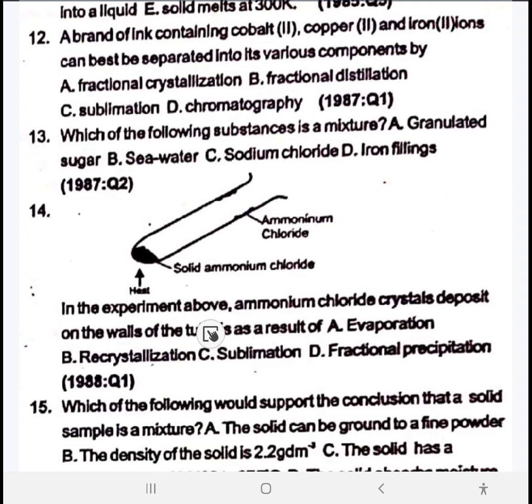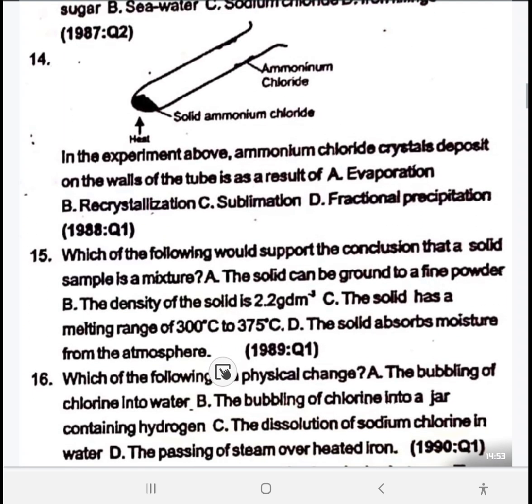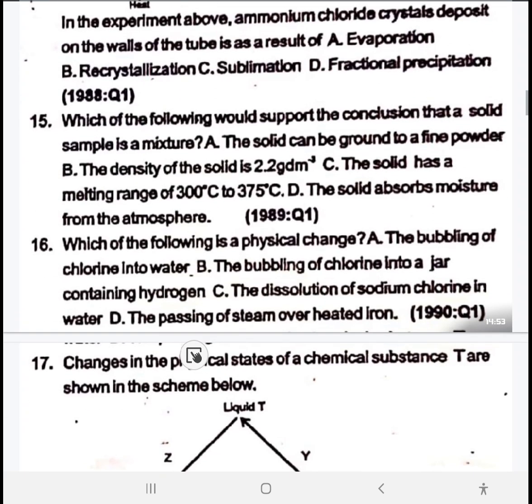14. In an experiment above, whenever you see ammonium chloride, you definitely know that it's sublimation. Option C is the correct answer for number 14. 15. Which of the following would support the conclusion that the solid sample is a mixture? Option C. The solid has a melting temperature of 300 to 375. You heat it and heat it and heat it, and it will not just melt. That shows you that the item is a mixture.